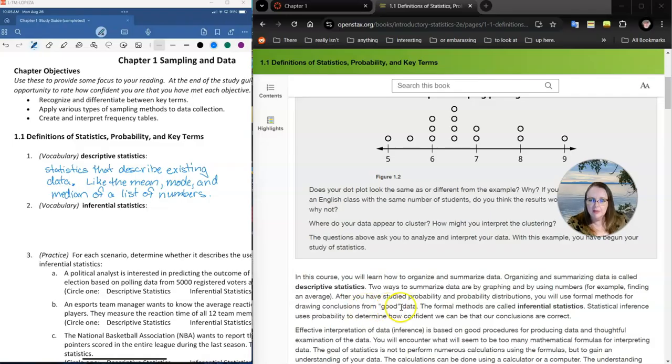So if I've got good existing data that has descriptive statistics about it, I can use those descriptive statistics and formulas to be able to do something called inferential statistics. And so inferential statistics is, let's see, how do they say it here? Drawing conclusions from good data.